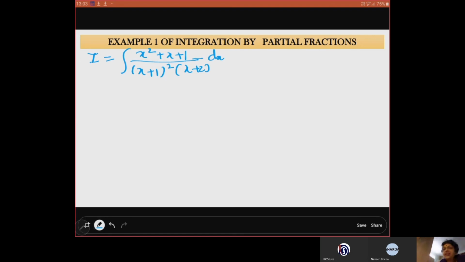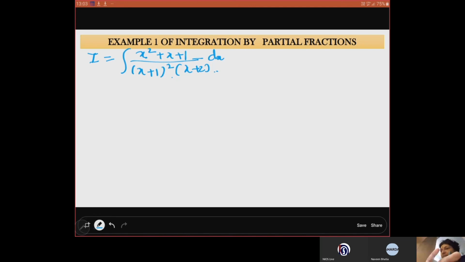Now, here, what are the things to be checked? First of all, is the degree of numerator less than the degree of denominator? What is the degree of the numerator? 2. Degree of denominator would be 2 plus 1, so that is 3. So the first condition is fine. So I can use partial fractions.